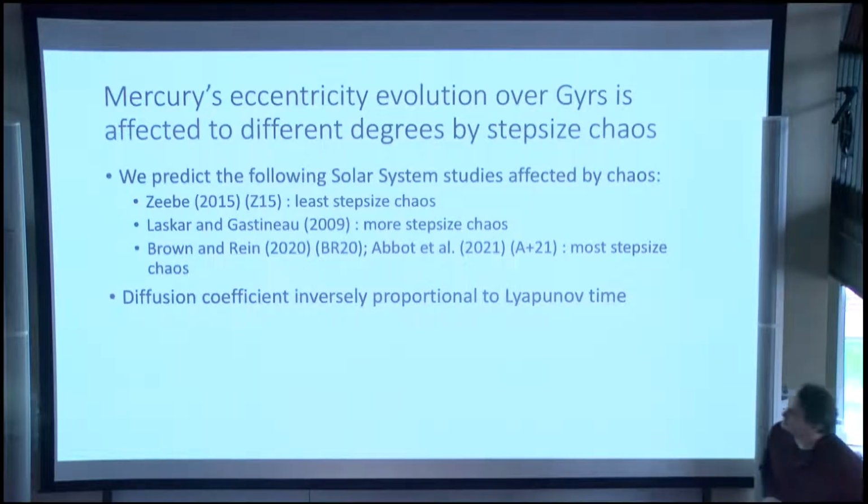Okay, so what we did is we looked at several recent studies of the solar system, including Laskar and Gastineau and some other authors, and we quantified how much they're subject to this step size instability. All of them are subject to step size chaos. It turns out they don't need to be. You can set this problem up in such a way to avoid this, but all of them are to some degree. Another issue that comes up is that orbital elements like the eccentricity diffuse in time. And because the diffusion is related to the chaos quantified by the Lyapunov time, that's also affected.